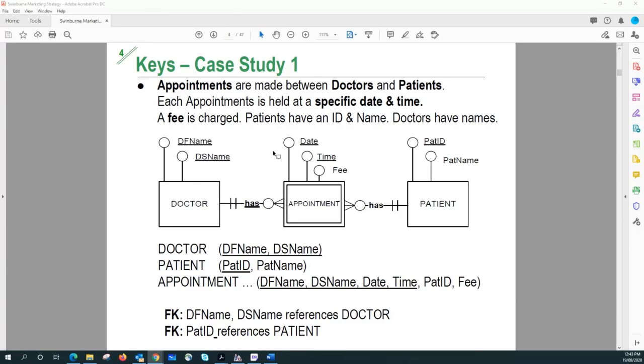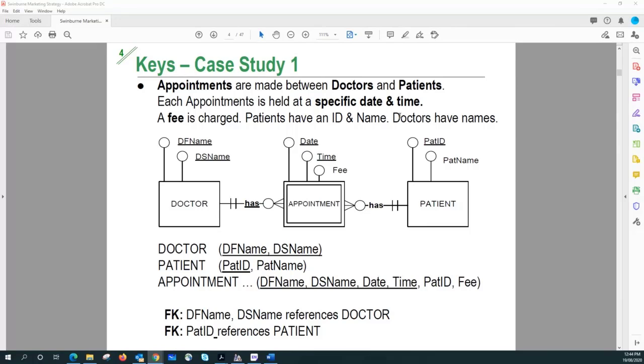Now it says there are some appointments made between the doctors and the patients. So it's a clinic, right? We have doctors and patients, and the appointments are going to be made between the doctors and the patients. Each appointment is held at a specific date and a specific time, right? A fee is charged, and the patients have IDs and names, and the doctors have names, right? So these are the only information provided to us. Okay, so how are we going to design an entity relationship diagram?